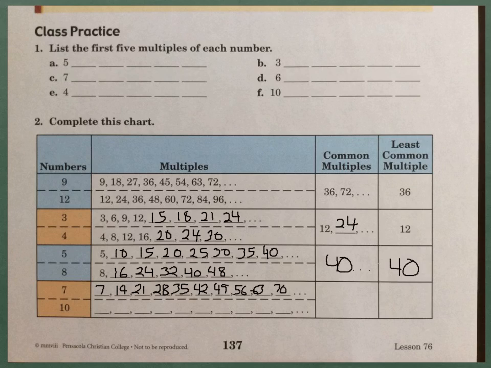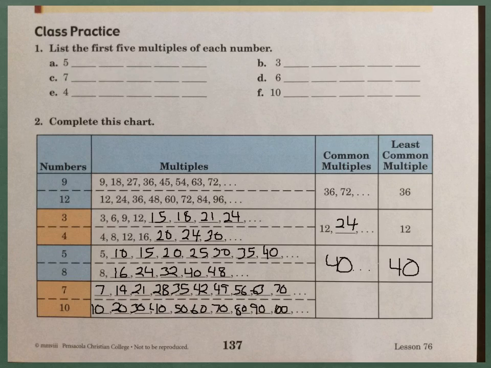All right. Now let's look at 10. 10's easy. You always know that it's a multiple of 10 when it ends in a 0. 10, 20, 30, 40, 50, 60, 70, 80, 90, 100.